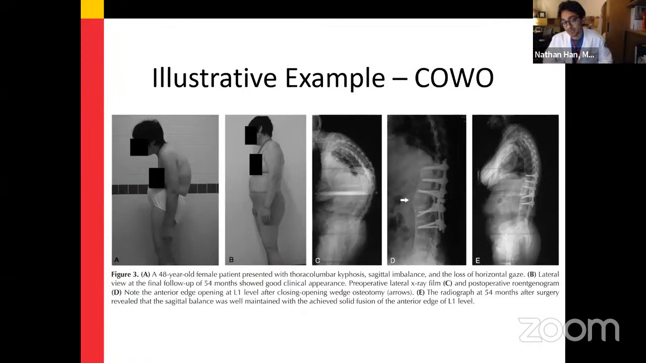Here's just an illustrative example that the paper describes of the closing opening wedge osteotomy. Again, here's a patient that you can see has pretty severe thoracolumbar kyphosis. And then we see some preoperative images here, followed by the performance of the actual surgery, and then long-term follow-up postoperative images. Seems to have achieved an excellent correction.